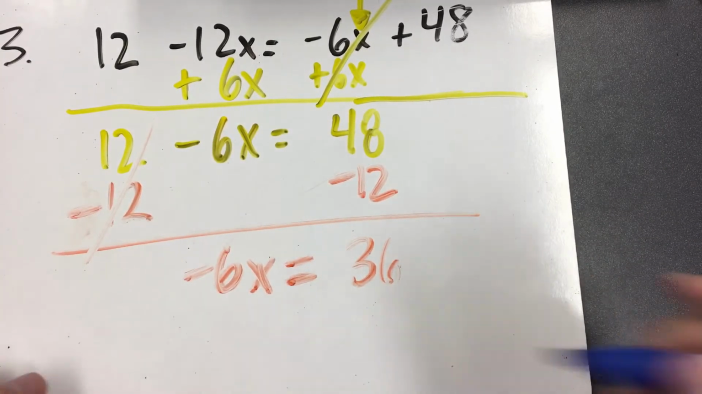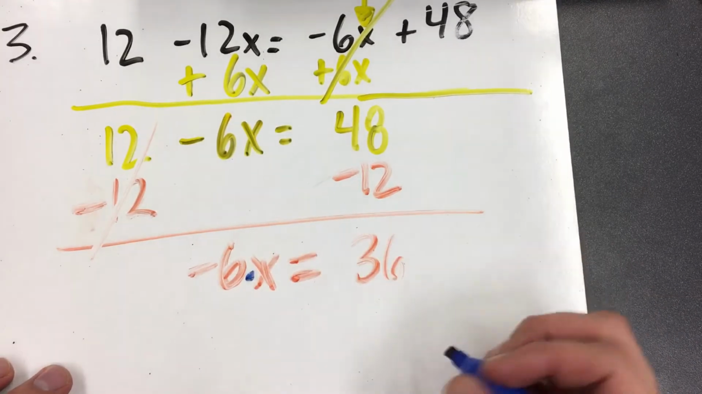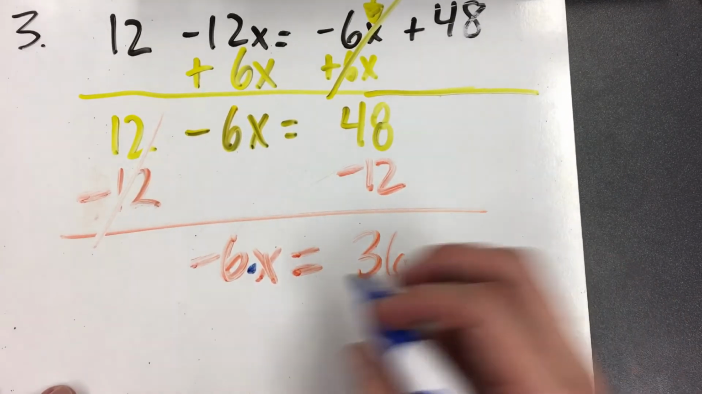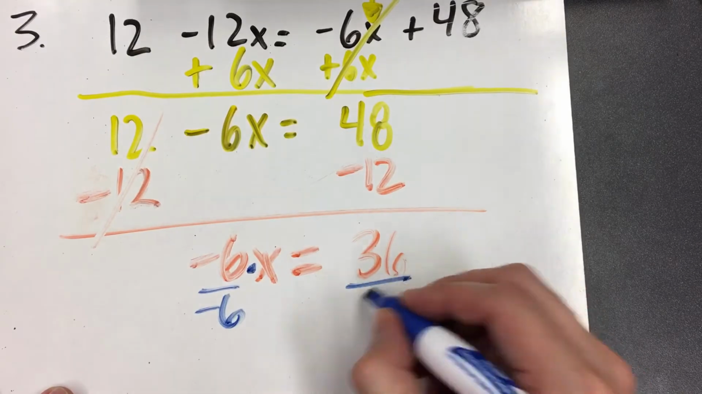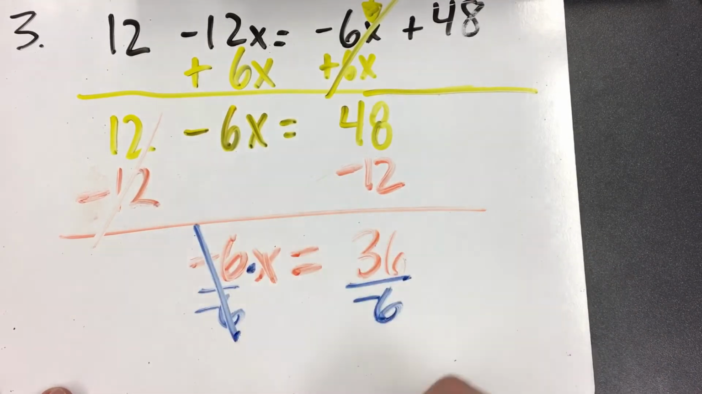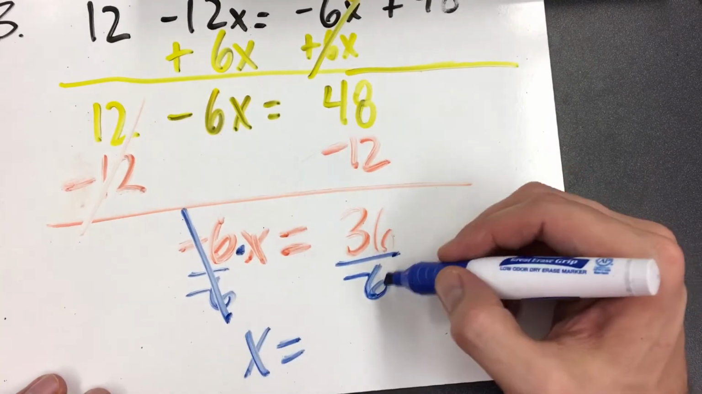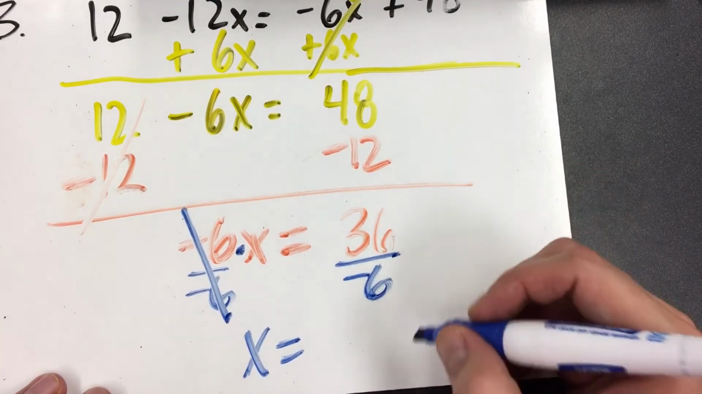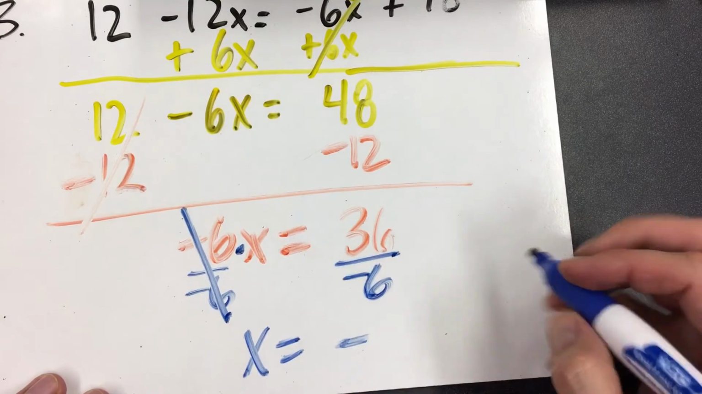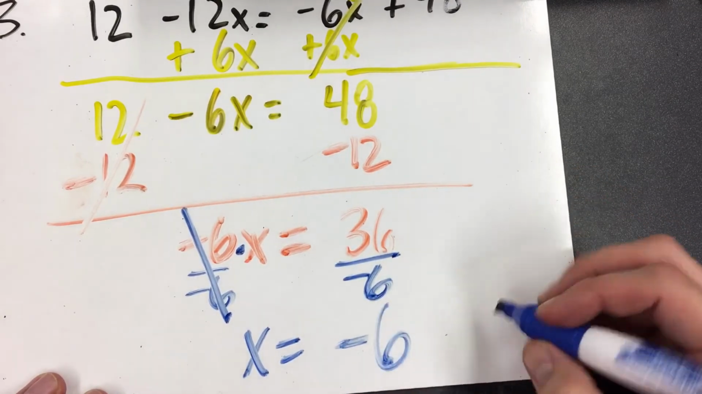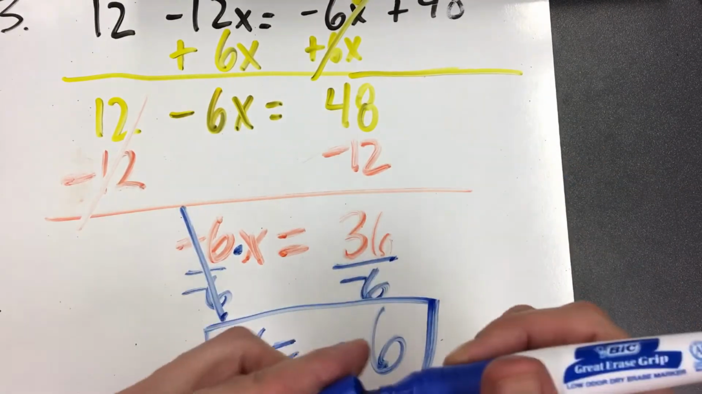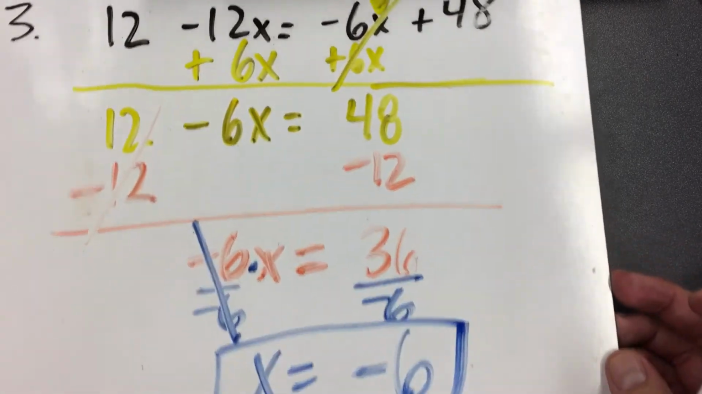And finally, I'm going to undo this. This is being multiplied. Negative 6 times x. I'm going to undo multiplying with dividing. And here, anything divided by itself equals 1. 1 times x is the same thing as x. 36 divided by negative 6, when the signs are different, your answer is negative, and then 36 divided by 6 is 6. Okay, I'm not going to check my answer on that one. I don't want to take too much time on this video. Negative 6 is correct.